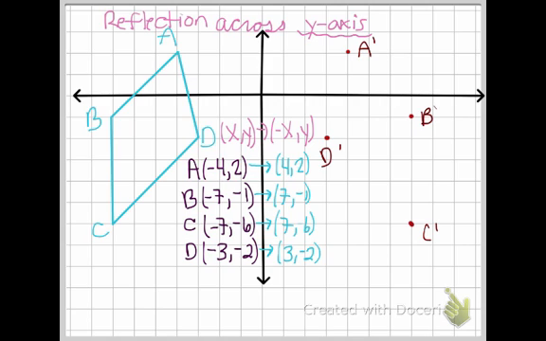Alright, so we just do the opposite sign, and then when we connect the dots, we can see that my new shape, my red shape, is going to be exactly the same distance from my y-axis. All we're doing is flipping it across. So I could fold the screen in half vertically and see that the shapes would be exactly on top of each other.